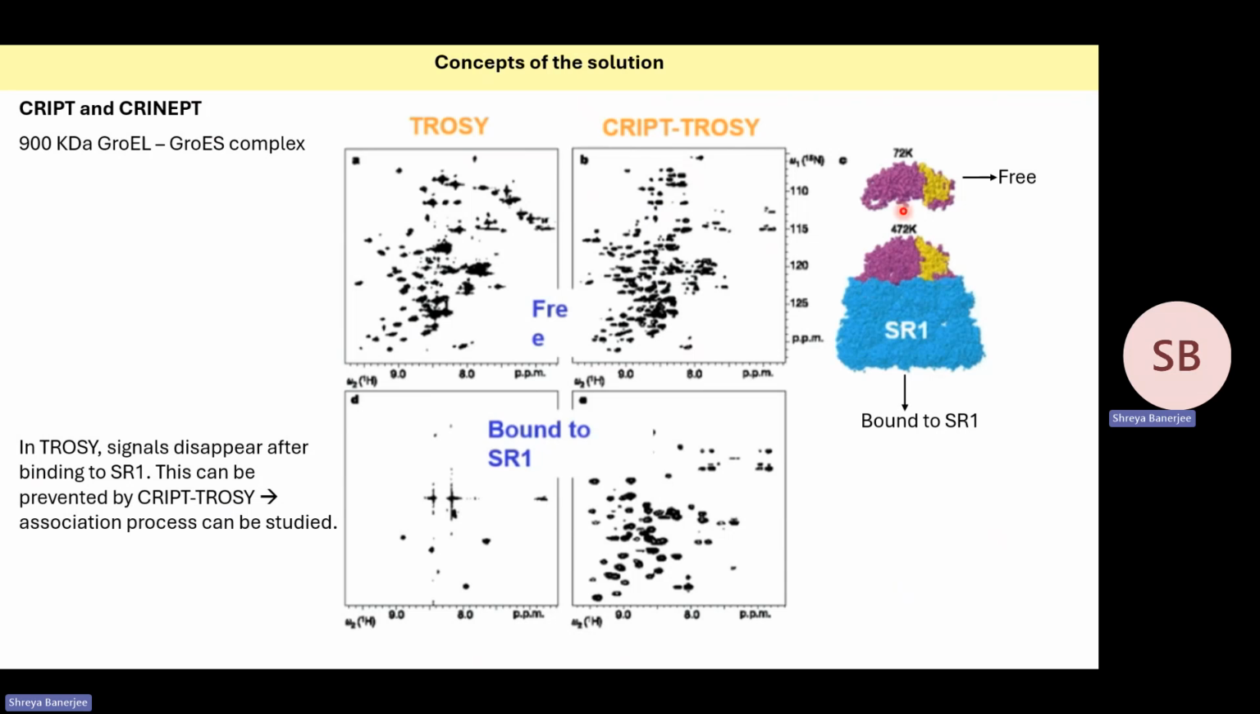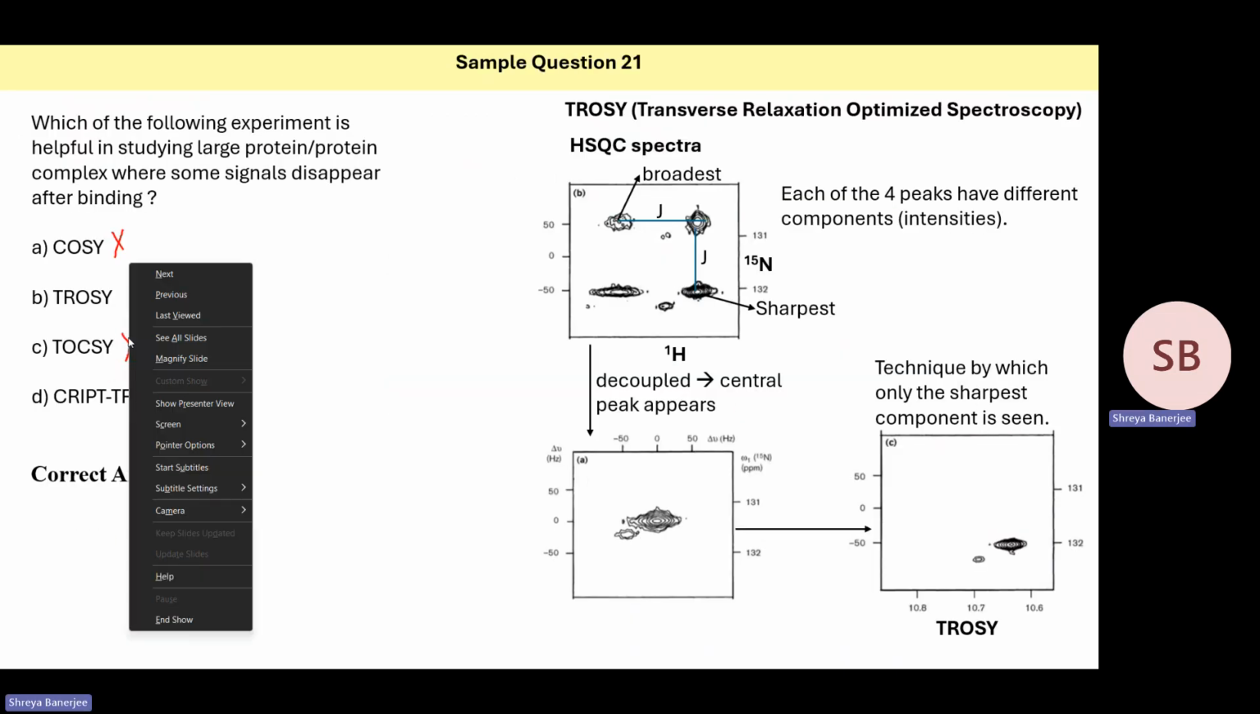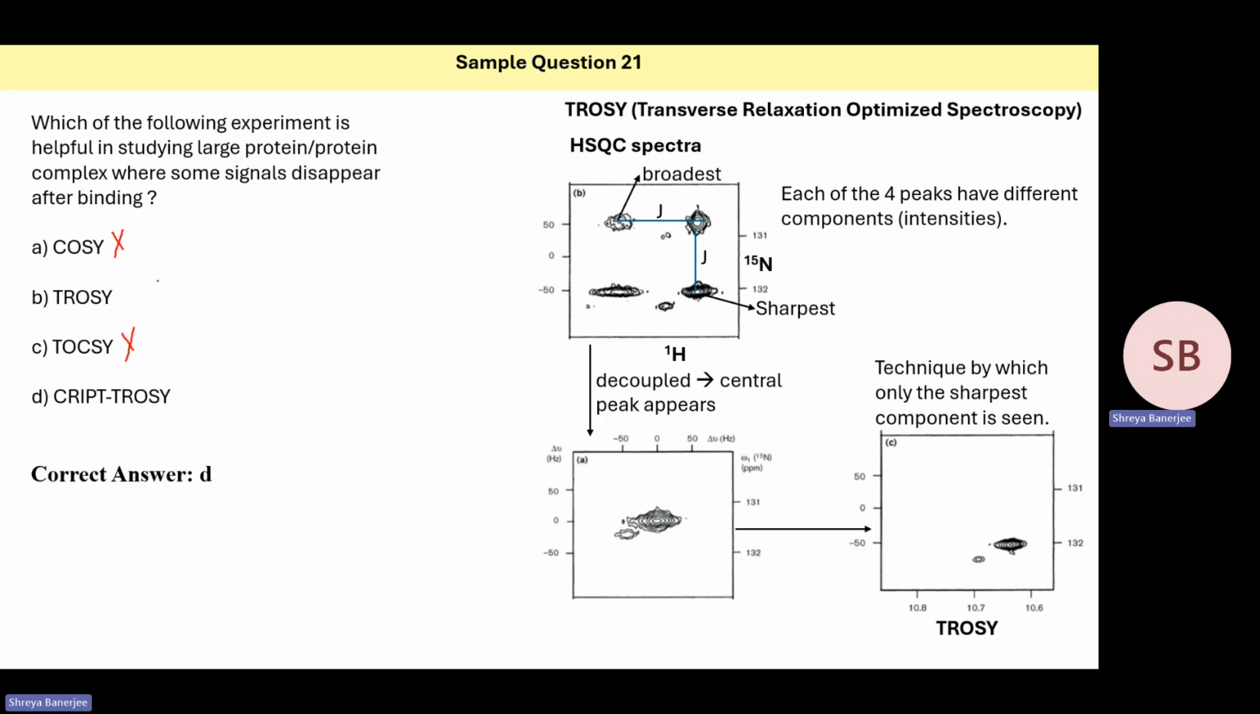where binding happens, after binding, many of the TROSY signals disappear. So you can see this is TROSY for the free protein here, and when it is bound to SR1, most of the signals are disappearing. In this case, there is a special experiment called CRIPT-TROSY, which retains all the peaks even on binding, and this can be used to study the association process. So TROSY gets cancelled out because the question itself is saying that signals disappear on binding. So the best experiment to study it is CRIPT-TROSY. That is option D.